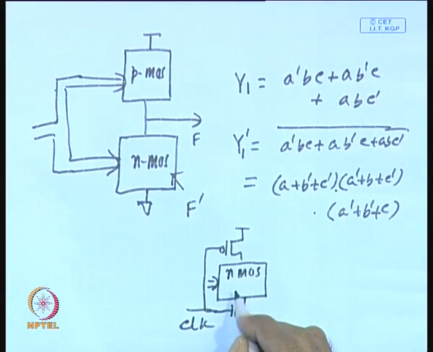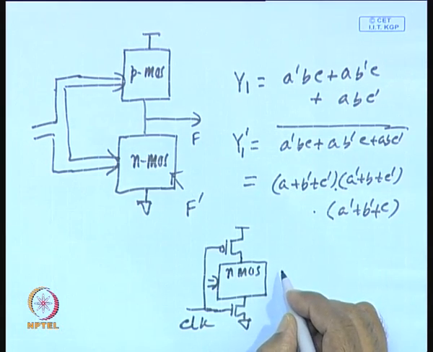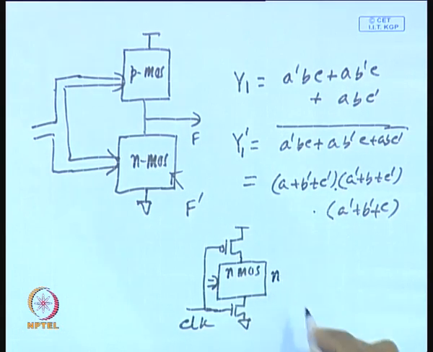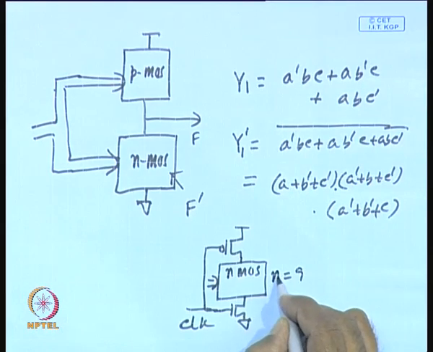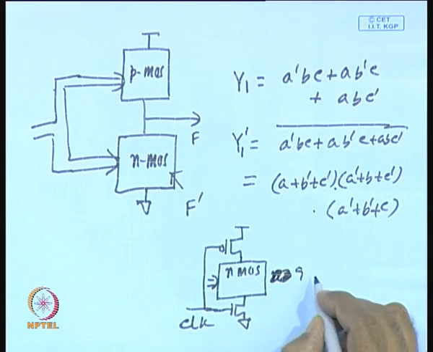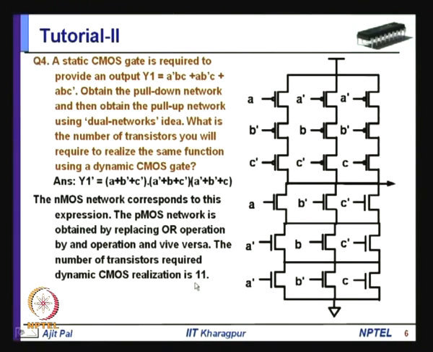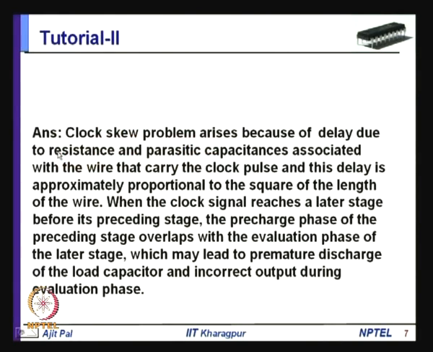So, if the number of transistors in the NMOS network is 9 in this particular case, n is equal to 9, and so the total number of transistors will be 9 plus 2, that means 11. So, 11 is the number of transistors you require to realize dynamic CMOS. And if you use a PMOS network, even then you will have 11 transistors. So, this is question number 4.